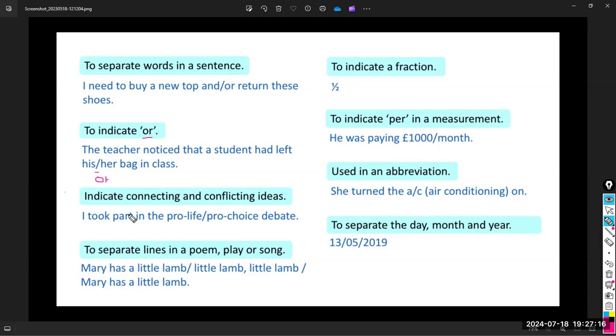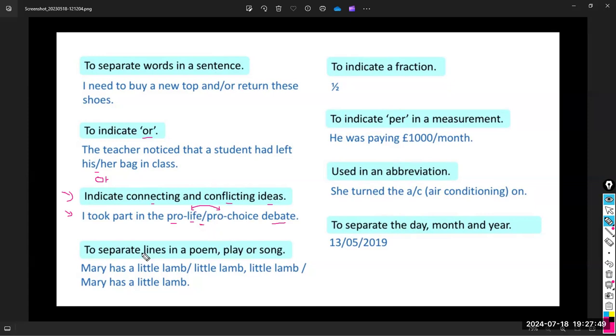Okay. Now, the third usage is to indicate connecting and conflicting ideas. What do I mean by connecting or maybe conflicting ideas? Let's take a look at this example. I took part in the pro-life slash pro-choice debate. So this is conflicting ideas, the opposite. This is why I have to write slash.